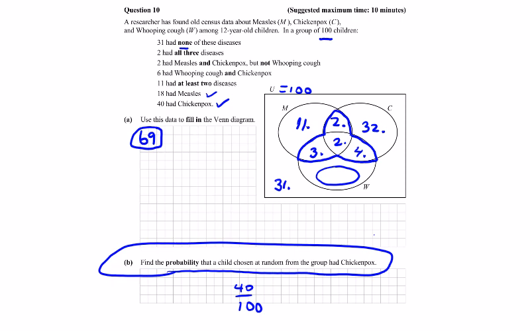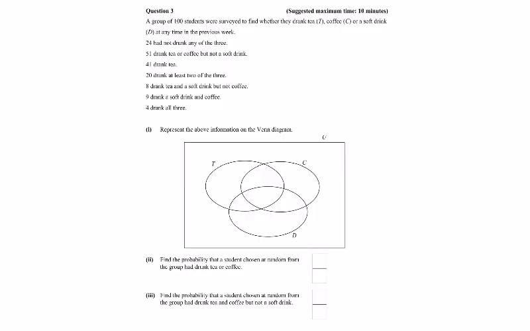But let's find the missing number anyway. We have inside chickenpox 40. We have 31 on the outside. And then all that leaves is the 11 and the 3. That's 14. 70, 85, which leaves another 15 in here. There was another part to that question, but I haven't got it here.